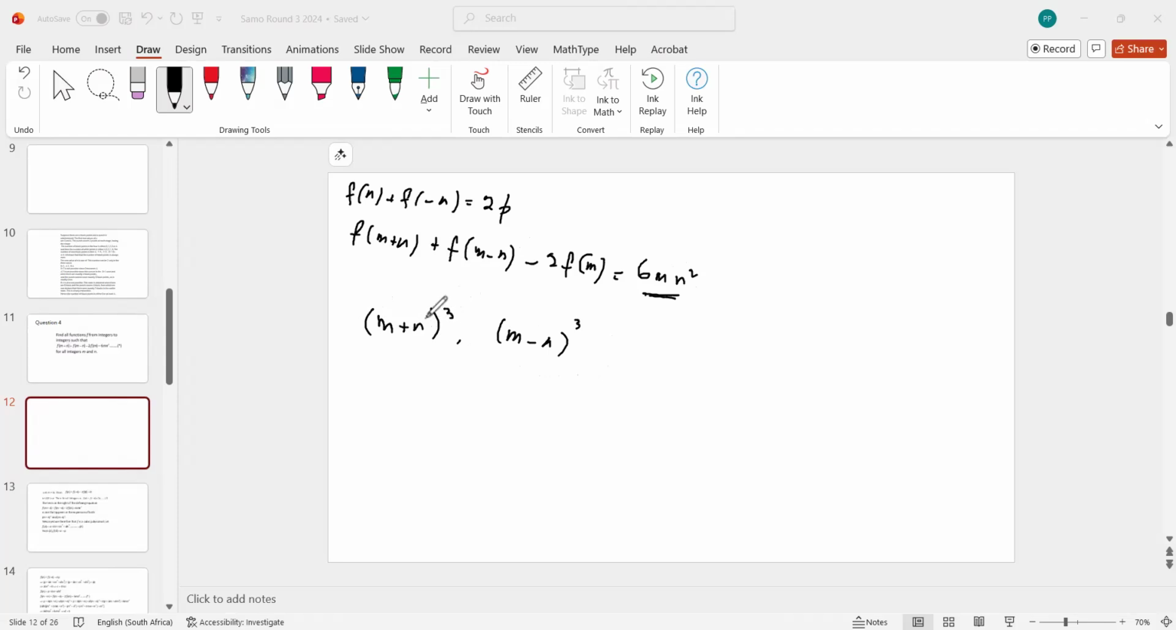It looks like a cubic function. If you substitute m plus n into a cubic, you'll end up with terms like this. So we speculate that f is a cubic polynomial, to be precise. So let us suppose f is a cubic polynomial, but there are any number of cubic polynomials.